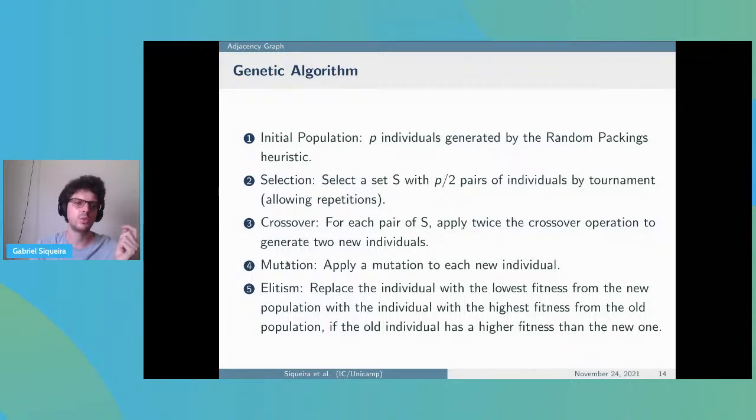We're going to apply a mutation to every one of them. This mutation is going to have a chance of changing some of those solutions. Then, to finish, when we have the final population, we're going to apply a last step based on elitism to ensure that the best solution known so far is kept in the new population. So we compare the worst solution from the new population with the best solution from the previous population. If the best solution is better than the worst solution we have now, we replace this worst solution with the best one.